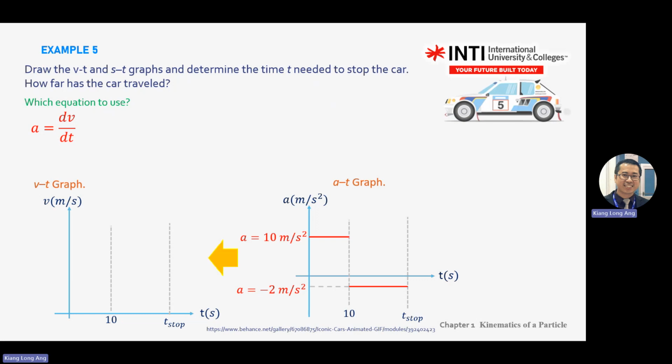So you use a equal to v dv over dt. You rearrange it in the integration form, right? So you move the dt to the left, you get a dt equal to dv. In the integration sign, what is the equation you can get? It's a simple integration. You put in the integration sign here. So you integrate a dt.